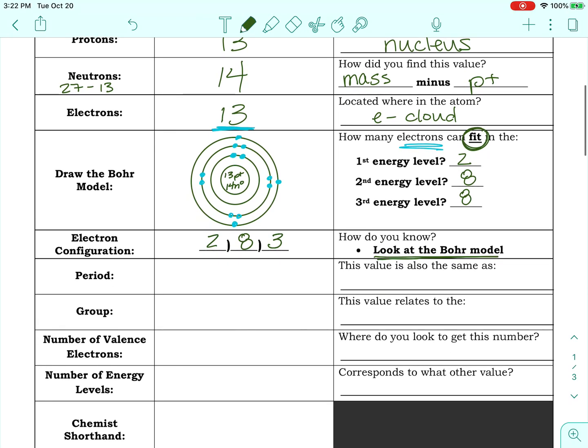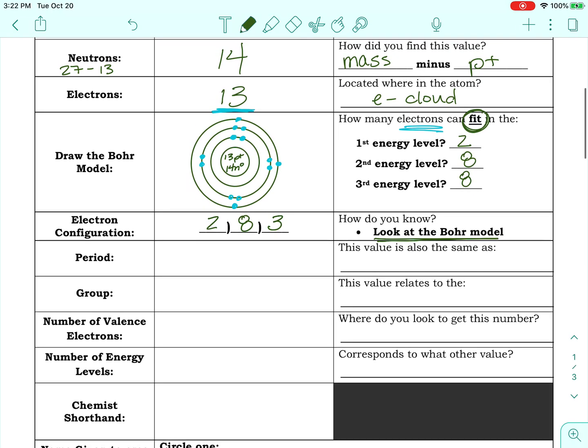These next 4, period, group, valence electrons, and energy levels, we can get all from the Bohr model. For the period, we look at the number of rings we used, the number of energy levels. We used 3 energy levels, so that goes over here under energy levels. The period is the same value as the energy levels. So we said there's 3, and that corresponds to the period. The energy levels correspond to the period, and the period corresponds to the energy levels.